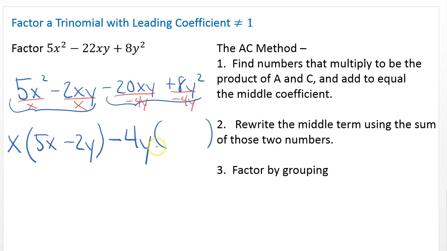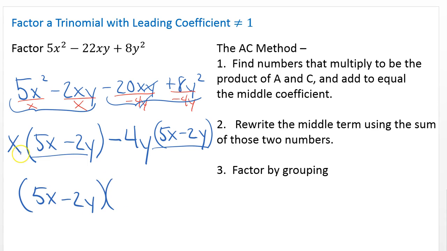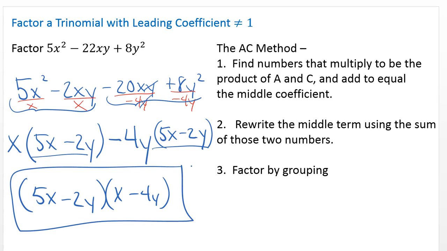Okay, so negative 4y comes out. Negative 20 divided by negative 4 is a positive 5, and that y cancels with that y, so I still have an x. And then here, positive 8 divided by negative 4 is minus 2. And then one of those y's cancels with that one, so there's a y. Now here's what I need you to notice. Look, what's in parentheses matches. So my next step is to pull that out front, 5x minus 2y, times what's in front, which is going to be x minus 4y, and our trinomial is completely factored.